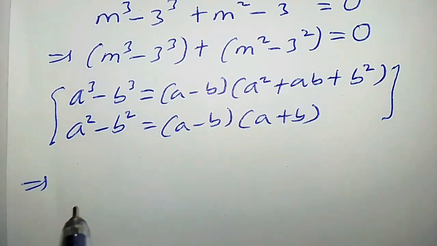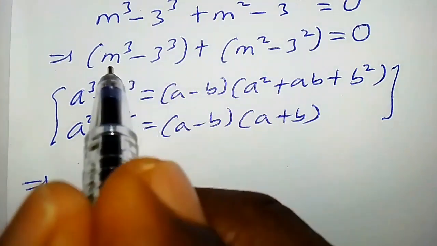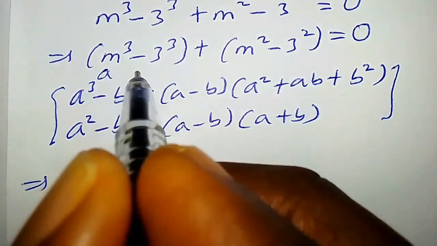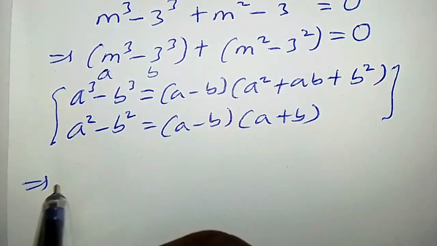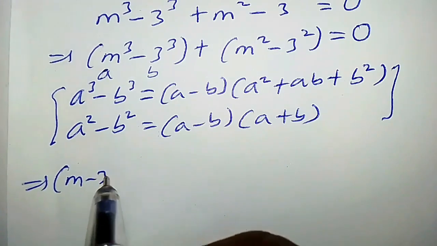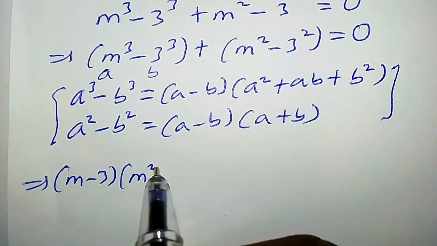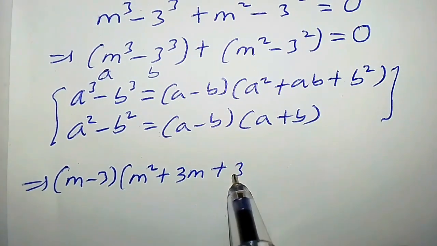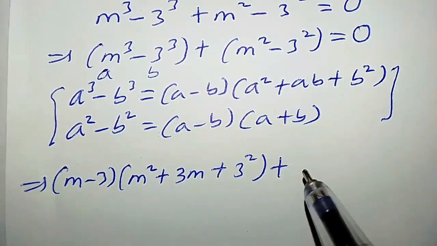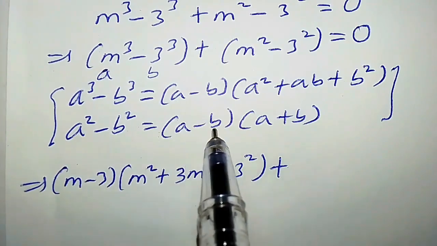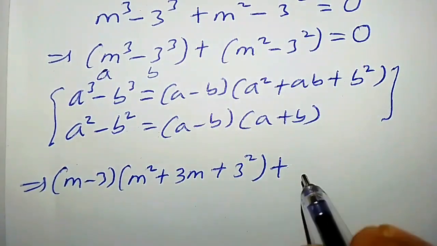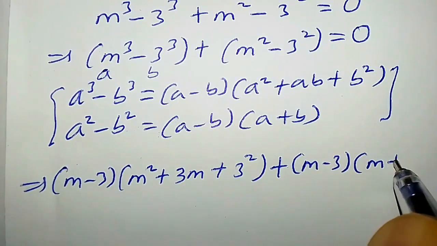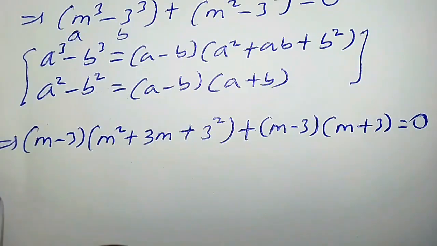This means that if I apply this property to this guy, you will see that this a is m and b is just 3. So I have m minus 3 times m square plus 3m plus 3 square, plus. Now, if I apply this property to this guy, I simply have m minus 3 times m plus 3 equal to 0. Let's proceed further.